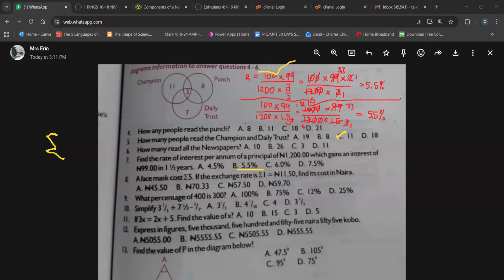Let's go on to number 9 that Auntie Faith has been itching to get to. What's the answer? Number 9: what percentage of 400 is 300? That's what I don't understand. What percentage of 400 is 300?